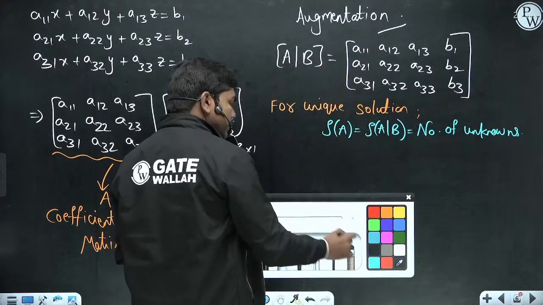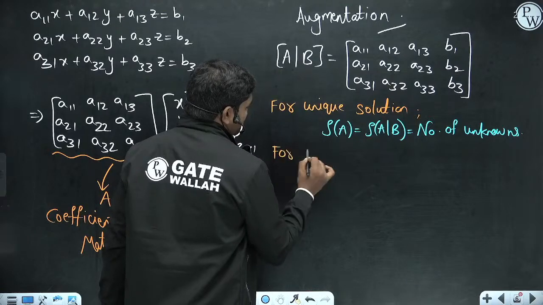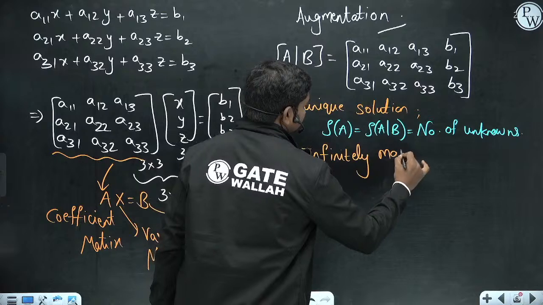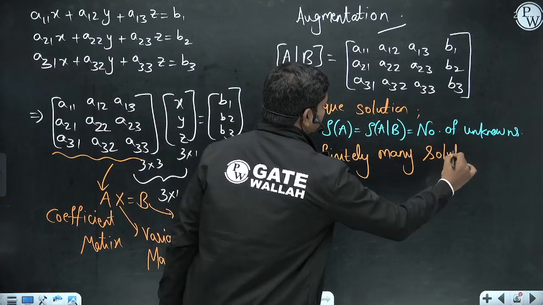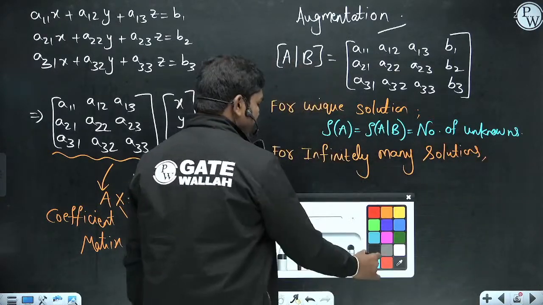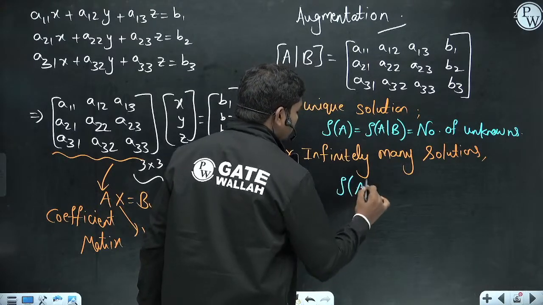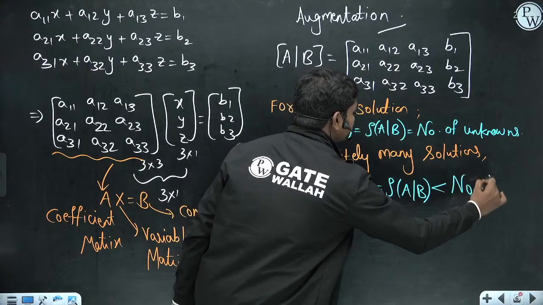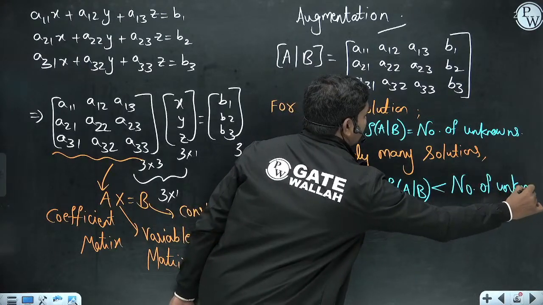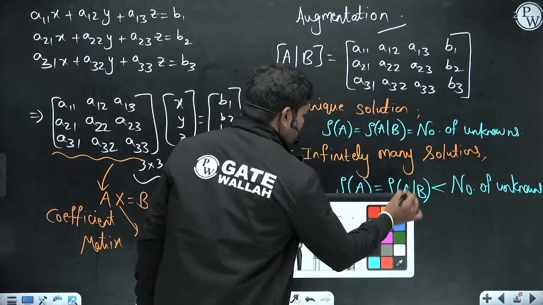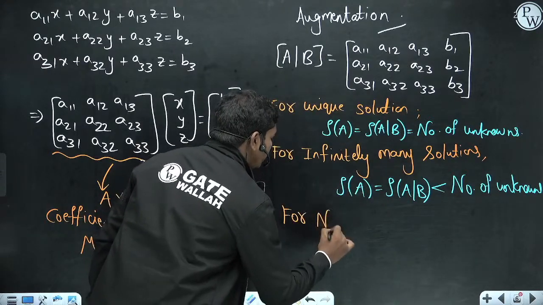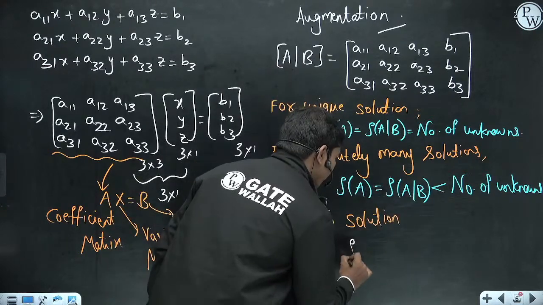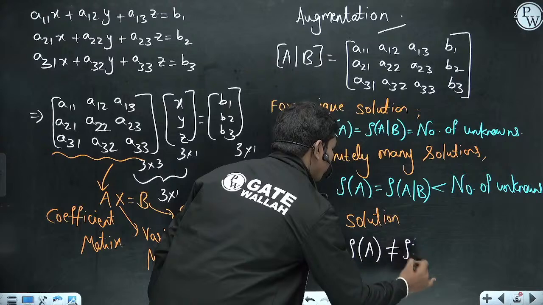And for infinitely many solutions, rank of A is equal to rank of A augmented B. लेकिन ये दोनों का वैल्यूज लेस देन नंबर ऑफ अननोन्स आते हैं. ठीक है, सो नंबर लेस देन नंबर ऑफ अननोन्स. ओके, एंड for no solution, rank of A is not equal to rank of A augmented B.